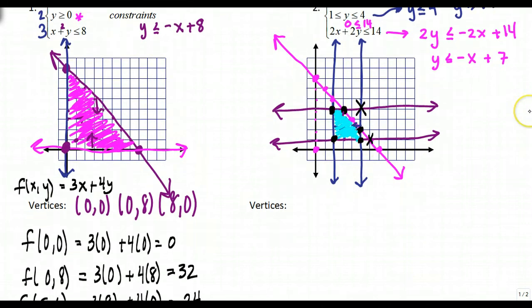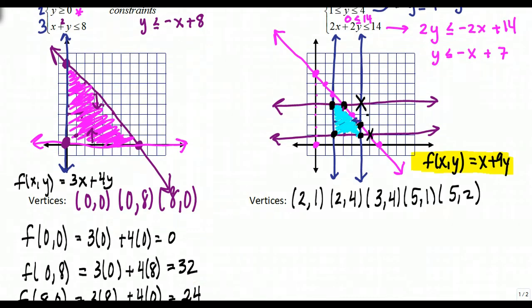So I would like everybody to pause, and I want you guys to write out the vertices. So I want you to look at your graph and write down those vertices. And I really want you to pause. Did you get the same vertices I got? I hope so. Check your answers.